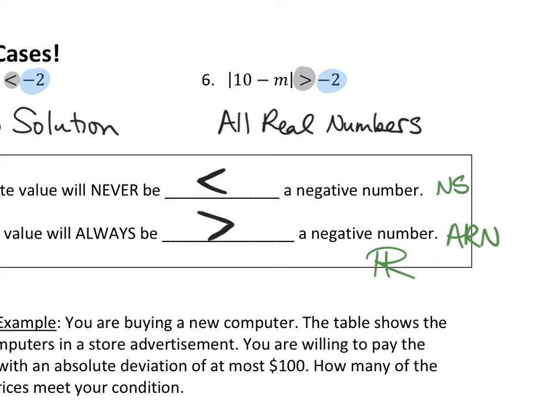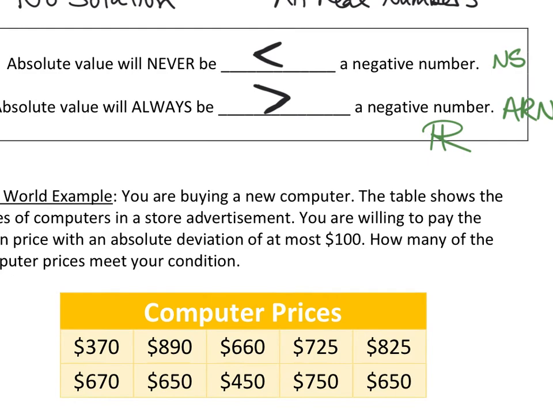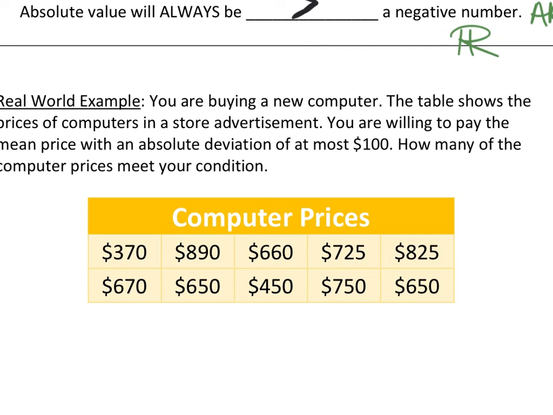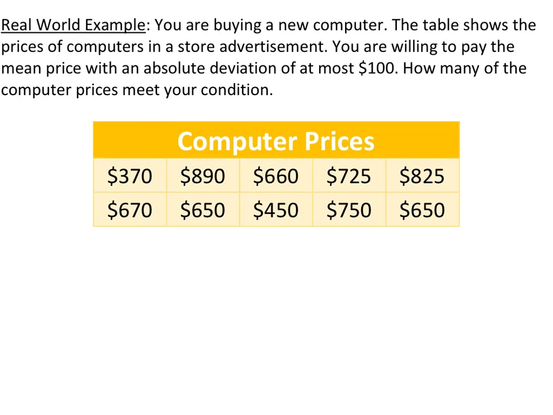Okay, so here's where it comes in handy, as this is just a real world example of something that could possibly require you to think in absolute values. Not that you ever, when you're put in a situation, are going to get a piece of paper out and write down an inequality statement, but you need to be able to think through these things for yourself. Okay? You are buying a new computer. The table shows the prices of computers in a store advertisement. You are willing to pay the mean price with an absolute deviation of at most $100.